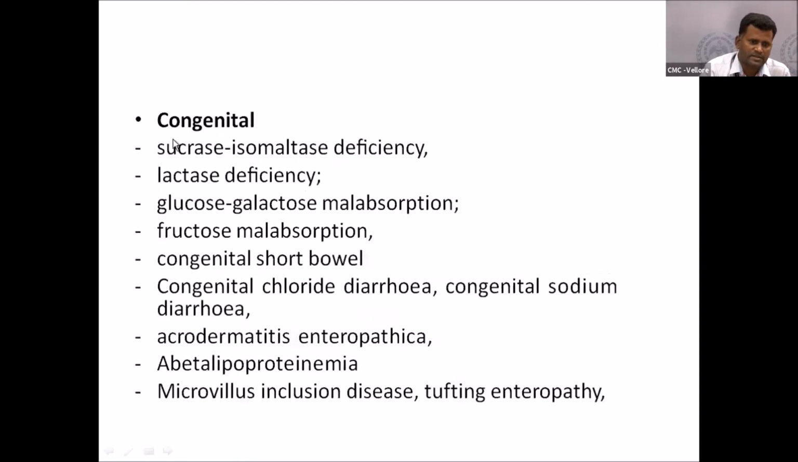And the other big chapter is congenital diarrhea. I'm not going into that as such, but I want to mention some of the diseases of the congenital diarrheas. That includes sucrase isomaltase deficiency, lactase deficiency, glucose galactose malabsorption, fructose malabsorption, and congenital chloride and sodium diarrhea, acrodermatitis enteropathica, microvillus inclusion disease, tufting enteropathy, abetalipoproteinemia. These are all some of the congenital causes for diarrhea.